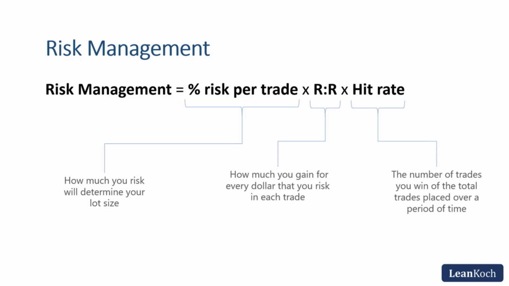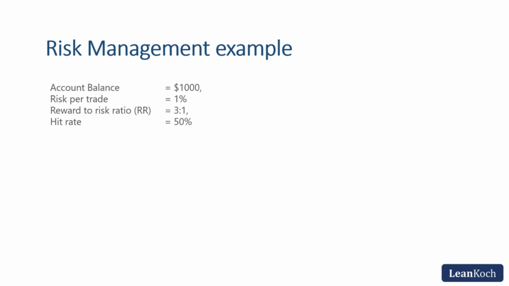Hit rate is the percentage of the number of trades you win over the total trades that you place over a period of time. Let me explain these three areas of risk management and how this is going to make you consistent and profitable in the long term, only if you adhere to the rules. So I'm going to use an illustration to do this. Assuming your account balance is $1,000 and your rule is to risk 1% per trade.